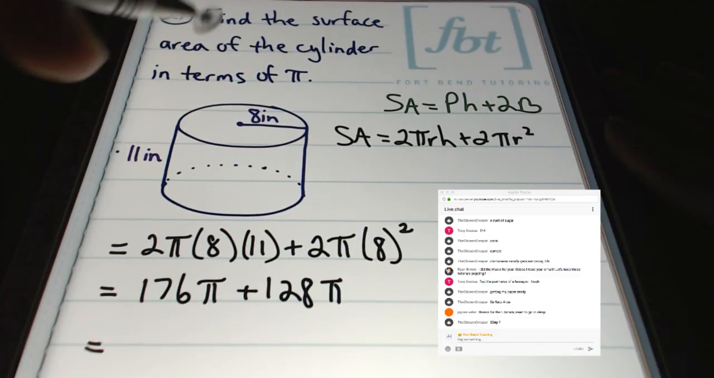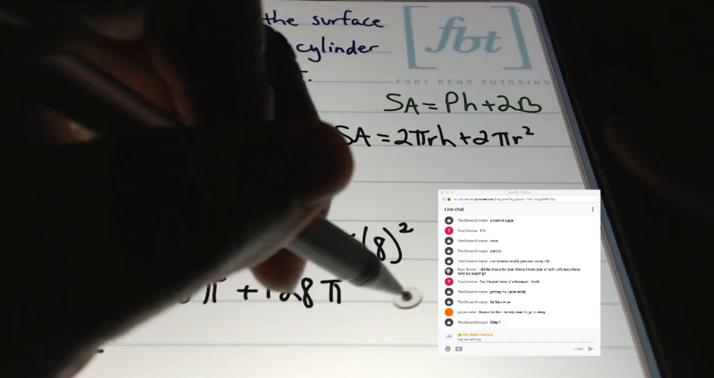I know I do. So we're going to be adding these two values together, guys.